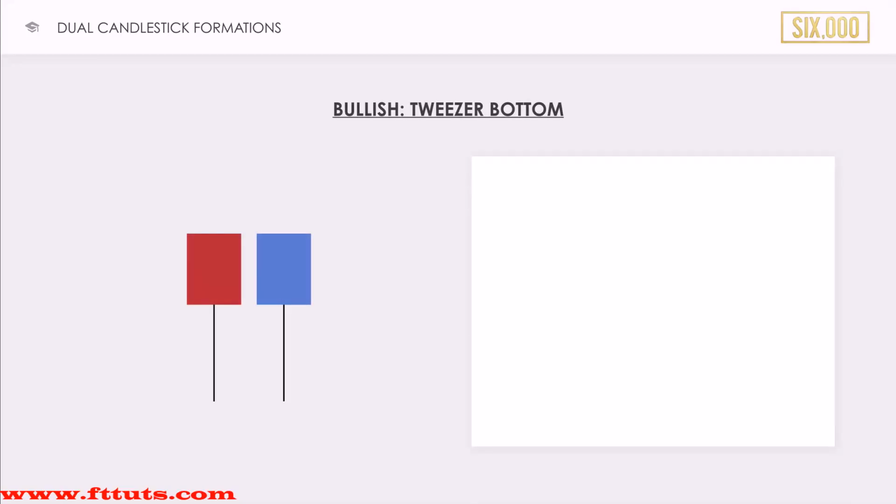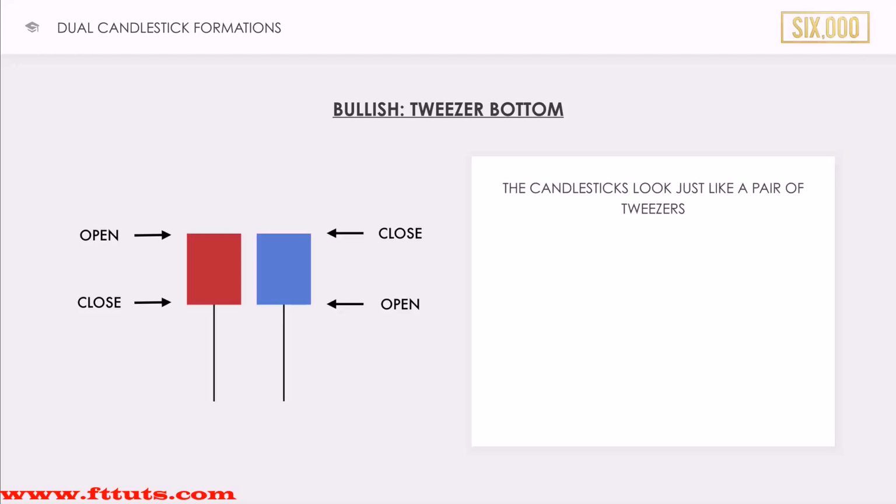Now we have the bullish tweezer bottom. Again, this is found at the bottom of a downtrend, so the bottom of the market. Of course, it includes a bearish candlestick and a bullish candlestick. So we have the open price at the top with the closing price at the bottom for the bearish candlestick. And then again, price opens at the bottom for the bullish candlestick and closes at the top. So this candlestick, it's in the name. It looks like a pair of tweezers. So we've got tweezer bottom.